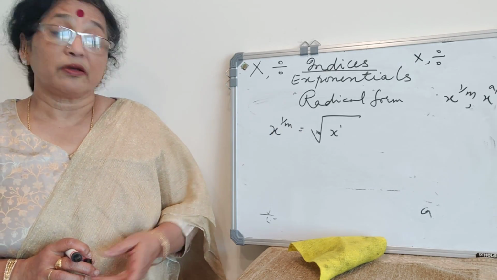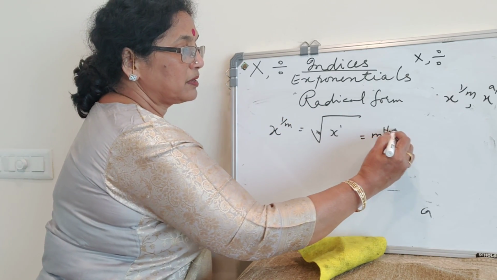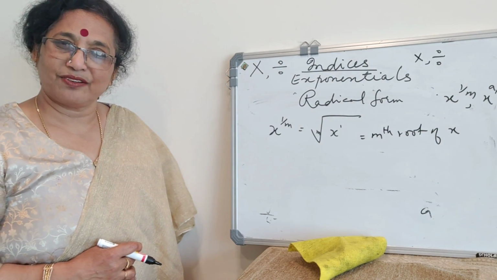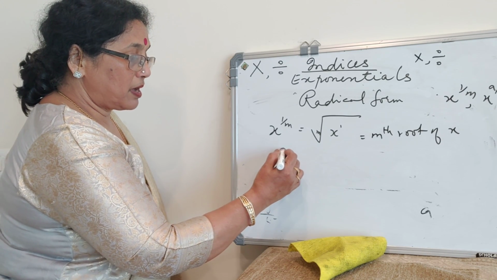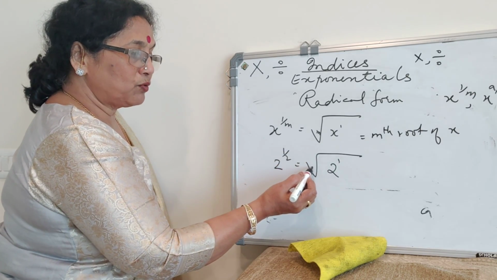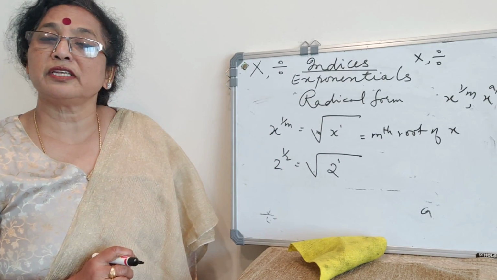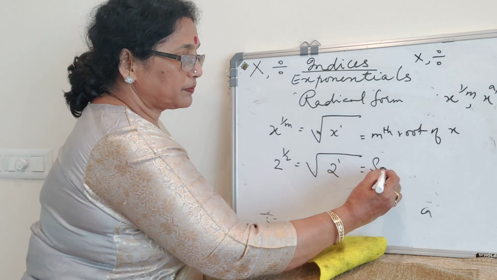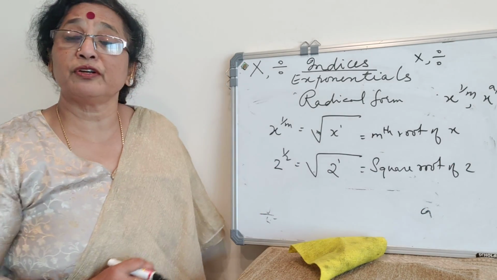So how do you write this? This is radical form. This is called the mth root of x. Suppose you have 2 to the power of half. We write 2 in the numerator, but we don't write the 2 in the radical. It is understood. The moment we don't write it, it means the denominator of the power is always 2, and this is called the square root of 2.